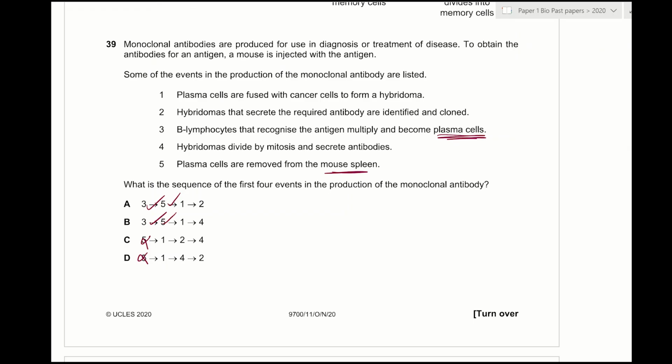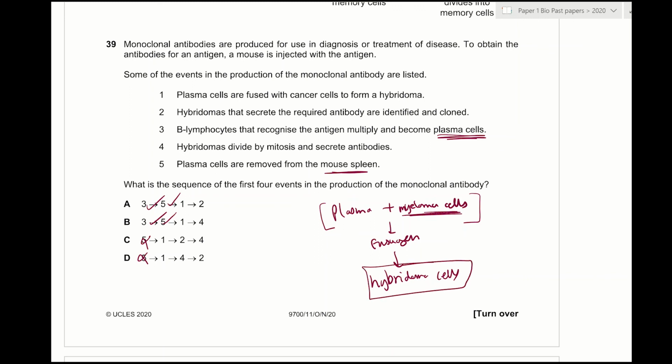Plasma cells are then fused with cancer cells to form a hybridoma. So plasma cells fuse with cancer cells, also known as myeloma cells, by something called a fusogen, forming the hybridoma cells. The reason why this fusion occurs is because plasma cells secrete antibodies, but they do not replicate very quickly. But myeloma cells or cancer cells divide very quickly, so fusing them together forms the ideal hybridoma cells.